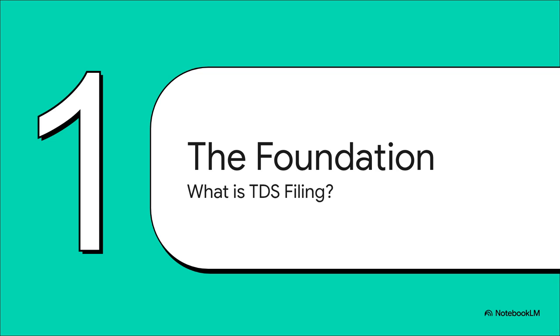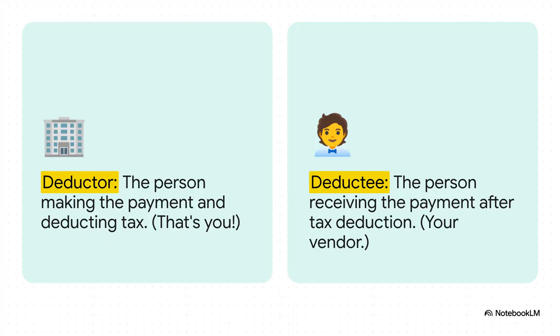To really get this right, you first need to know who the key players are in this process and exactly what form we're dealing with. So, in this whole TDS world, there are 2 key players. You, the one who's making the payment and actually cutting out the tax, you're called the deductor. And the person on the other end, the one receiving the payment after the tax is taken out, like your web developer or your landlord, they're the deductee. So remember, you're the deductor, they're the deductee.